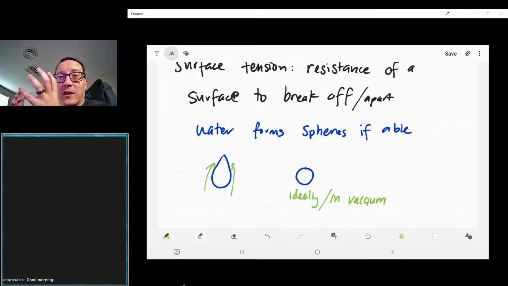All that water wants to be as close to the middle as possible, and the best geometry for that is a sphere. And so we see that that'll be the case.